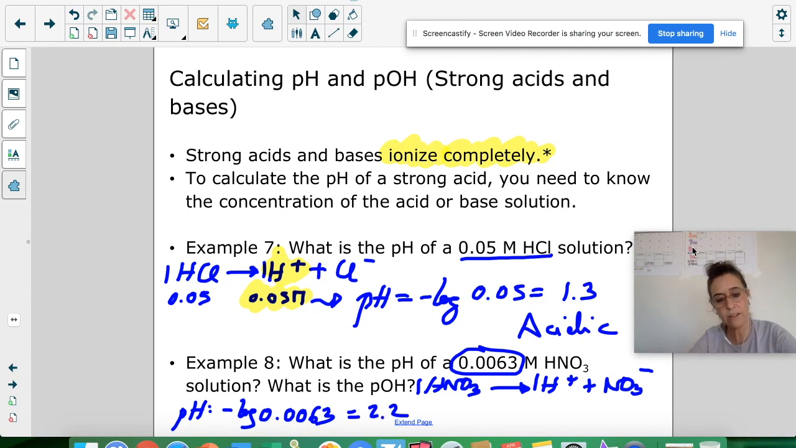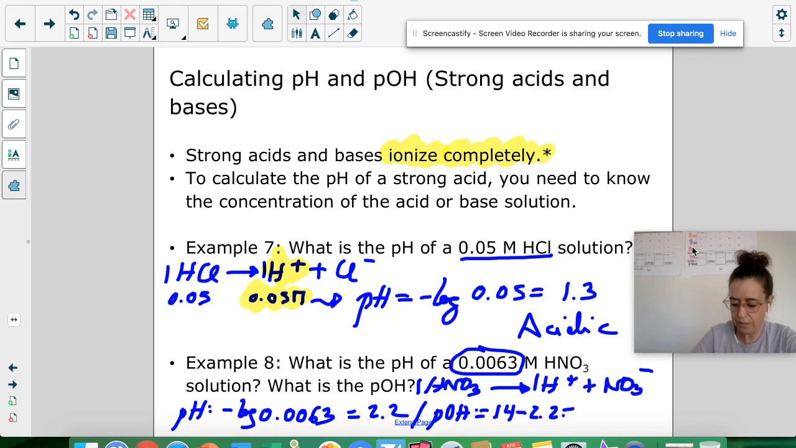And finally, the last question that they're asking you is, what is the pOH? Well, remember, pOH is going to be 14 minus the pH. So 14 minus 2.2, the answer to that is 11.8. That is the pOH of this solution.